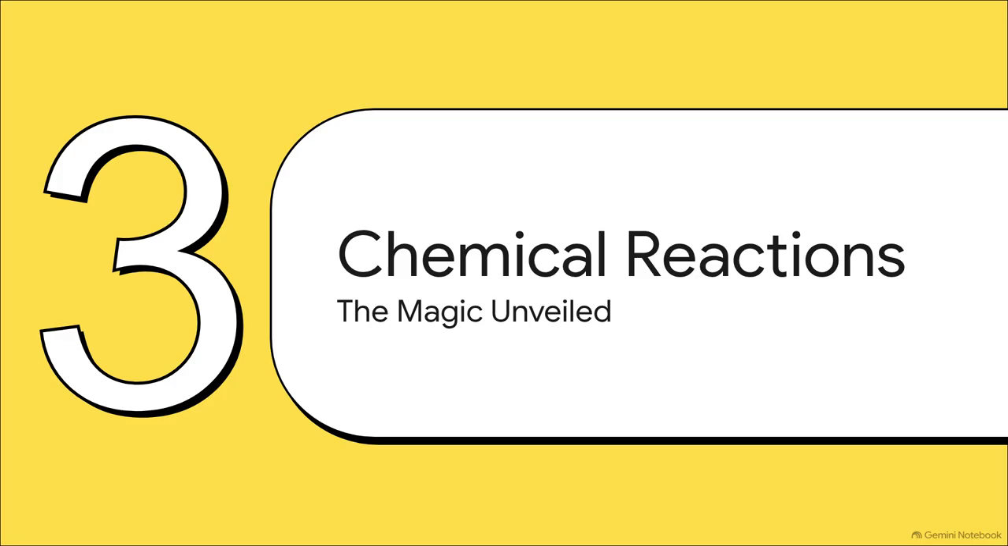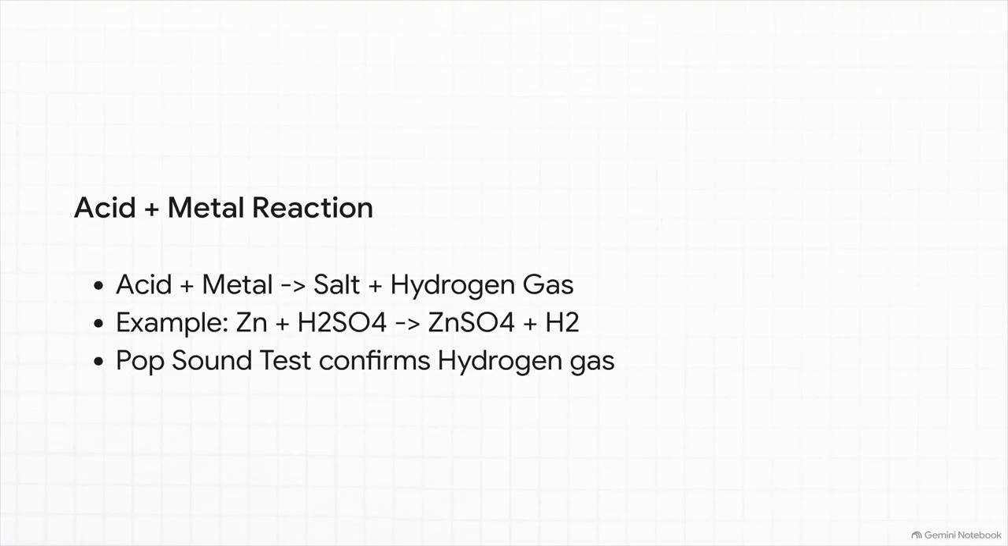Let's jump into section 3, the magic of chemical reactions. One of the most classic chemical reactions is what happens when an acid meets a metal. When an acid reacts with a metal, it produces a salt and releases hydrogen gas. For example, when zinc metal is dropped into sulfuric acid, the zinc kicks the hydrogen right out, creating zinc sulfate and hydrogen gas. And how do we prove that hydrogen is there? We use the famous pop sound test. If you bring a burning candle near the released gas, it creates a very distinct sharp pop sound.